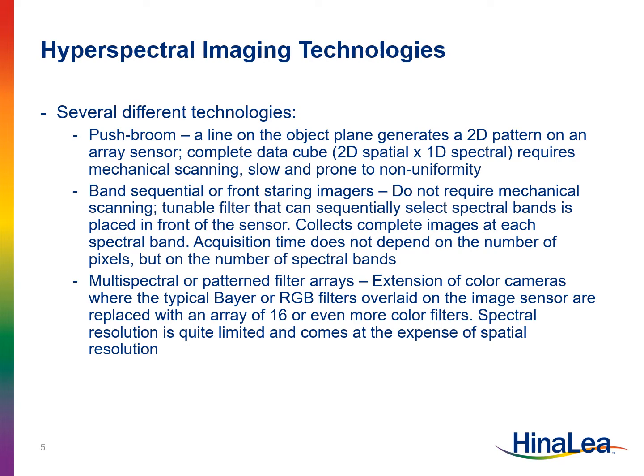Multispectral or pattern filtered arrays are basically an extension of color cameras, where instead of RGB filters overlaid on the image sensor, you have an array of 16 or even more color filters mosaicked on them. Spectral resolution is typically quite limited and comes at the expense of spatial resolution.